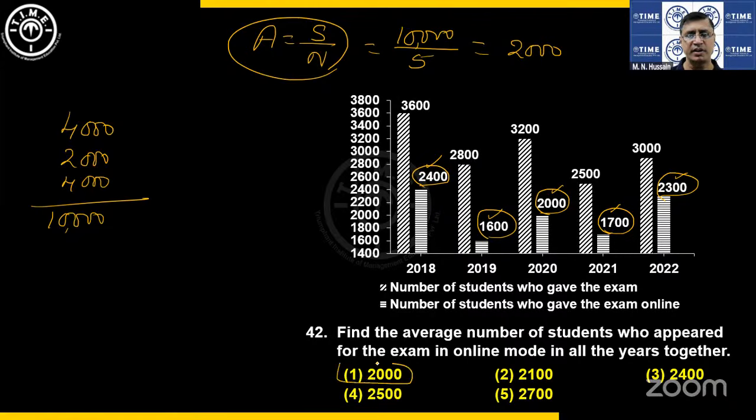2,000, what is the right choice? Option 1. First choice is the answer for this question. What is the right choice? Option 1.